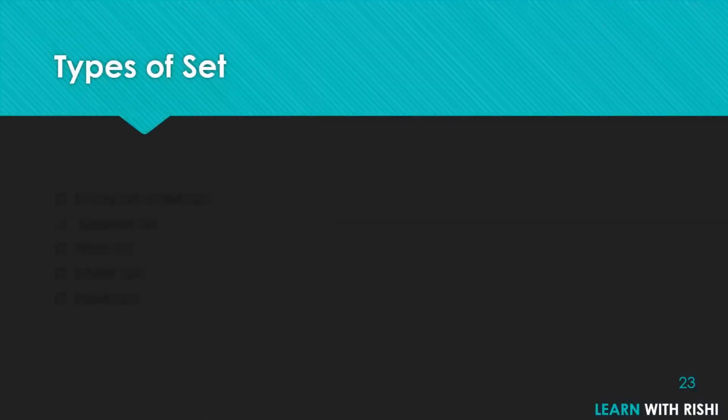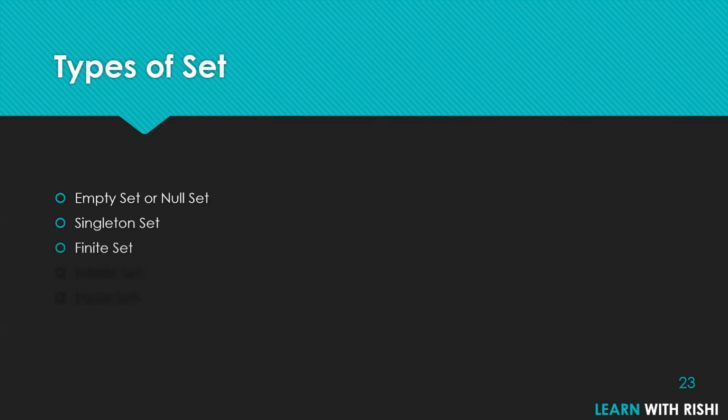In today's session, we will discuss types of sets. Basically, there are 5 types of set. First one is the empty set or null set. Second one is a singleton set. Third one is finite set. Fourth is infinite set, and equal sets. So we are going to discuss in detail about these types of set.